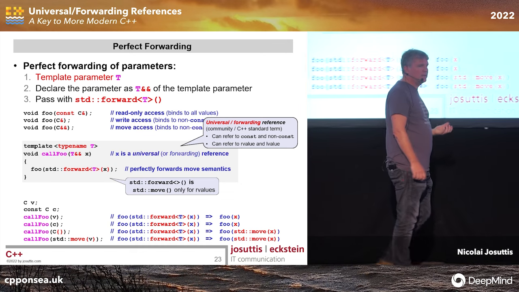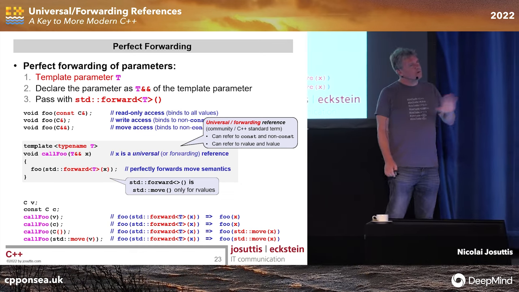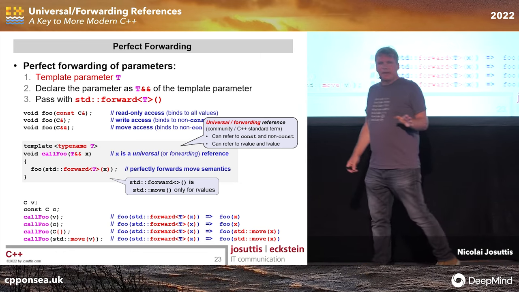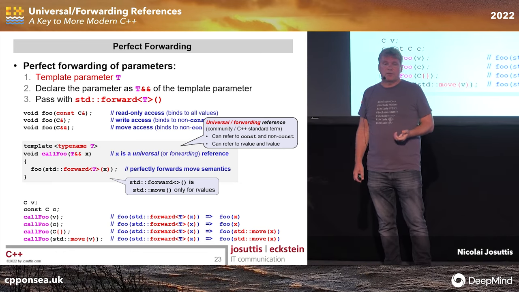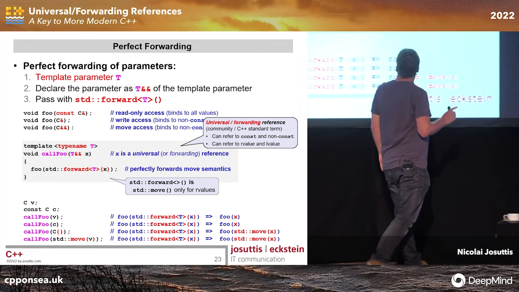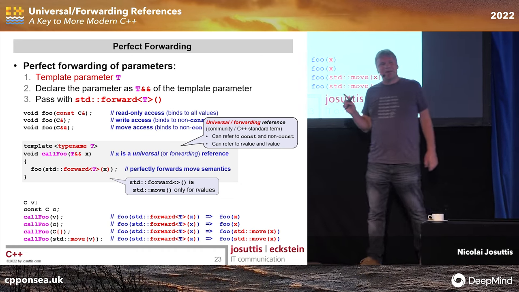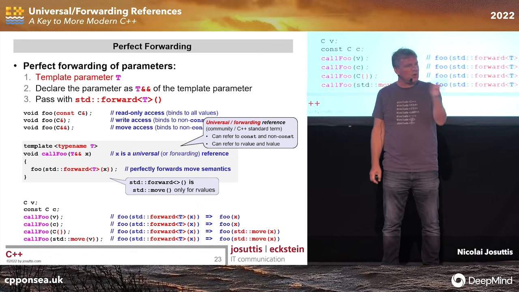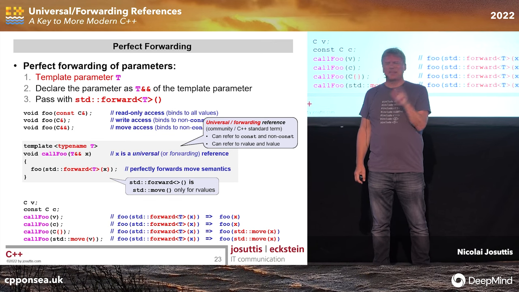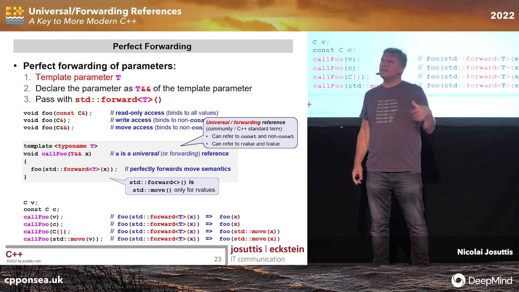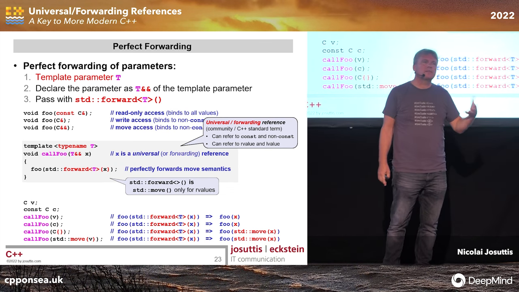Unfortunately, a couple of people didn't like that term in the standard committee. There are different stories why. One story is they don't like Scott Meyers because he's not in the standard committee, only writes books about that. But that's, of course, not true. So they invented another term. The term was forwarding reference. So we have two terms for the same thing. That's really ugly. I mean, we have enough problems in C++ with confusion, with bad names. And now they invented a different term just because they didn't like universal reference.